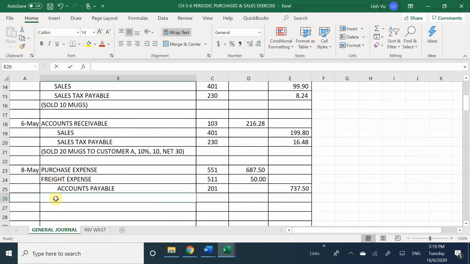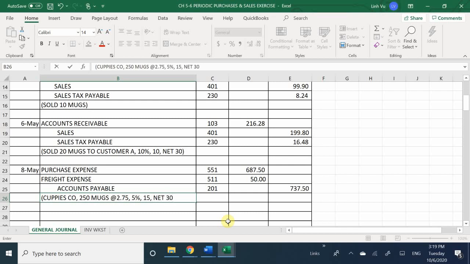All right, so I forgot to do one more thing, which is the description. So we have Puppies Co. purchase of 250 mugs with the terms of 5% for 15 days, or net 30. Good. 5%, 15, comma, net 30. Okay. Good.